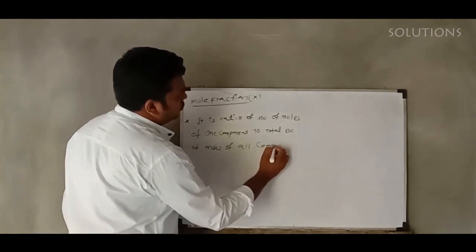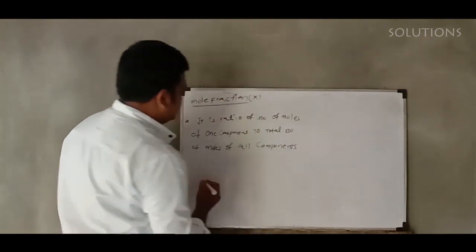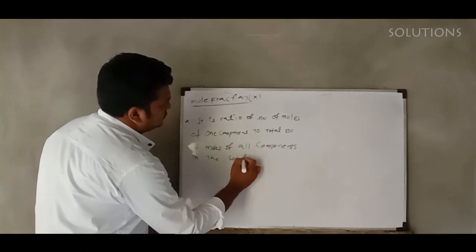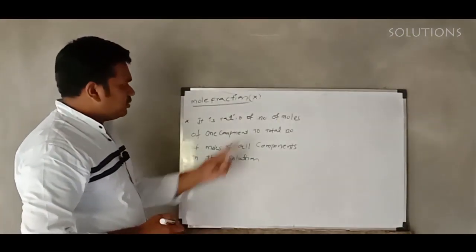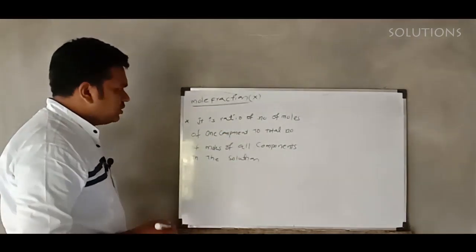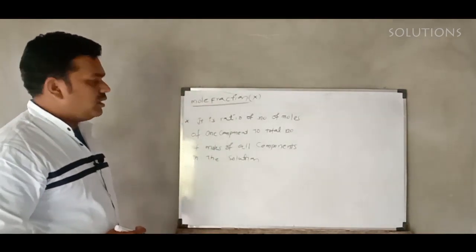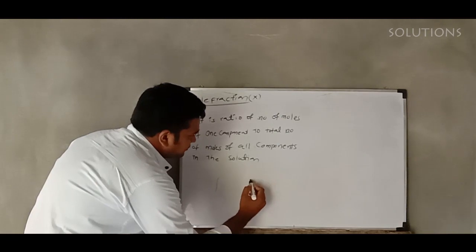Total number of moles of all components in the solution. I'll repeat the definition again. It is the ratio of number of moles of one component to the total number of moles of all components in the solution. We can define what here? Mole fraction. Clear? So let us take here one beaker.